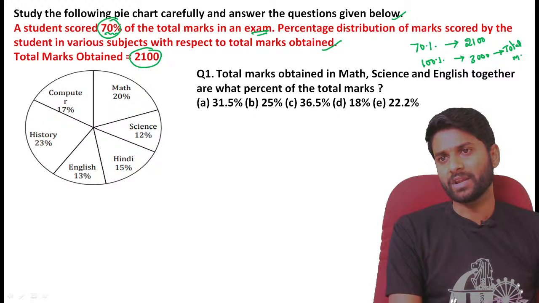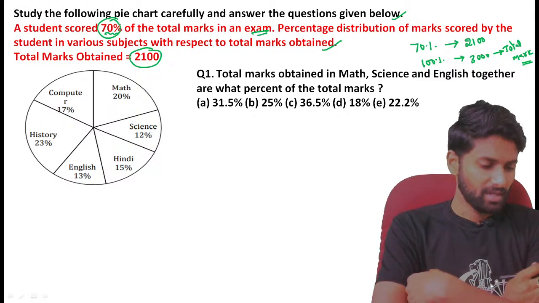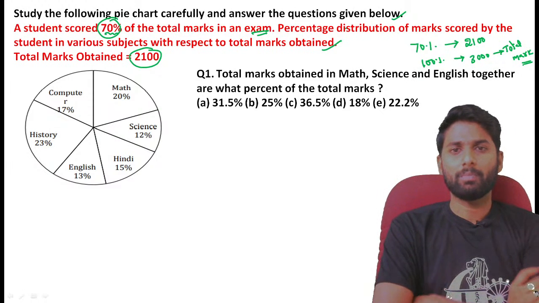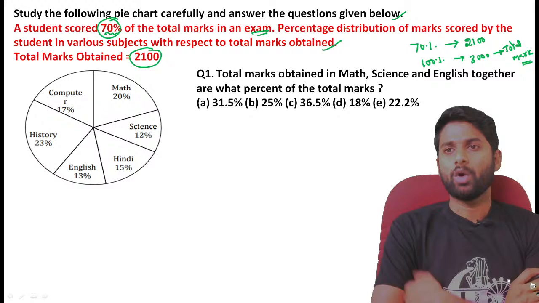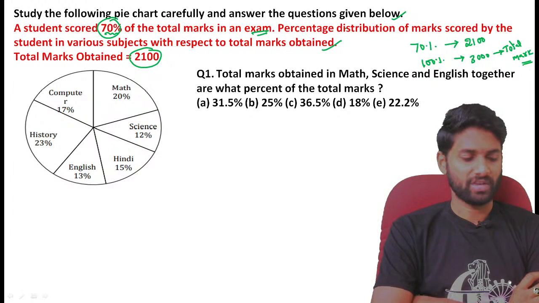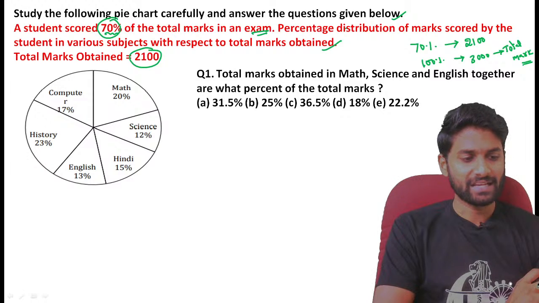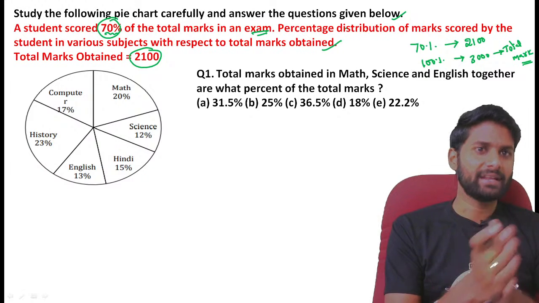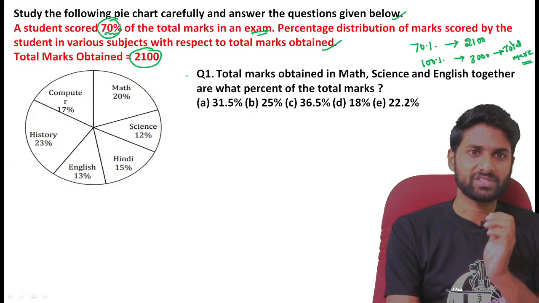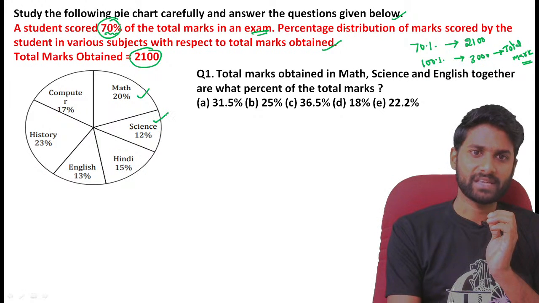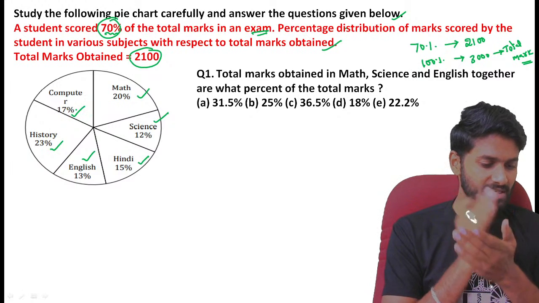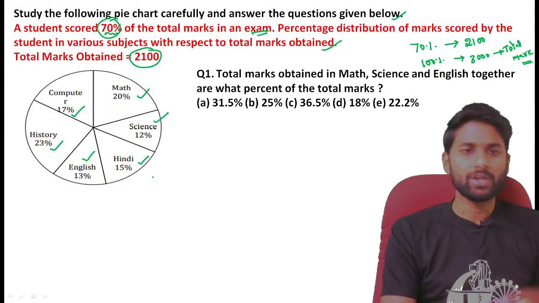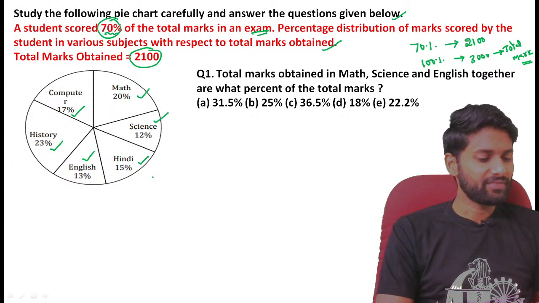That is the most important information for this sheet. Here the total marks in the examination are exactly 3000. Out of 3000, a person secured 2100. Those 2100 marks are equal to 70 percentage. That is the major information. So out of that 70 percentage, the distribution is maths 20 percentage, science 12 percentage, Hindi 15, English 13, history 23 percentage, and computer 17 percentage. That is the overall distribution. So that is the overall analysis related to the pie chart.